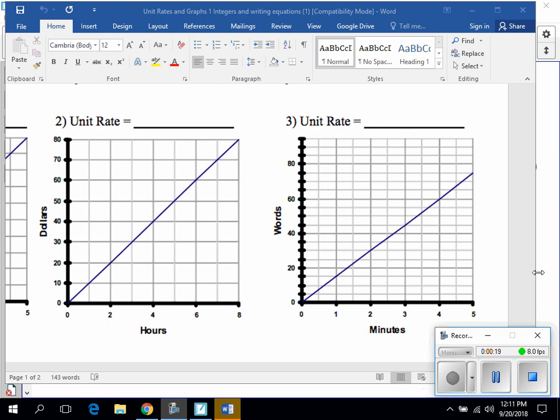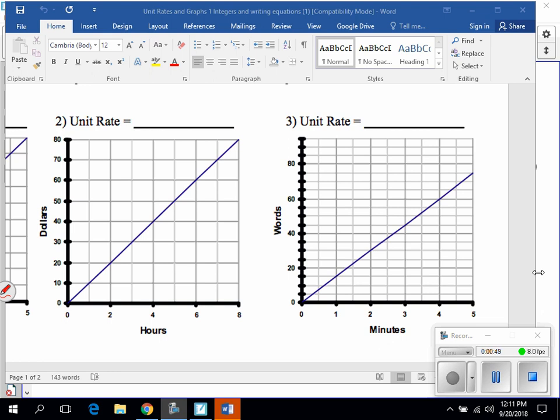Recall that unit rate is also called the constant of proportionality. You may use the letter K to represent unit rate. And the first thing that we need to do to find unit rate in this graph is to identify a coordinate that falls along the line. And when I say that falls along the graph line, I'm referring to this line that I just highlighted in red. So we're going to find a point along that line.